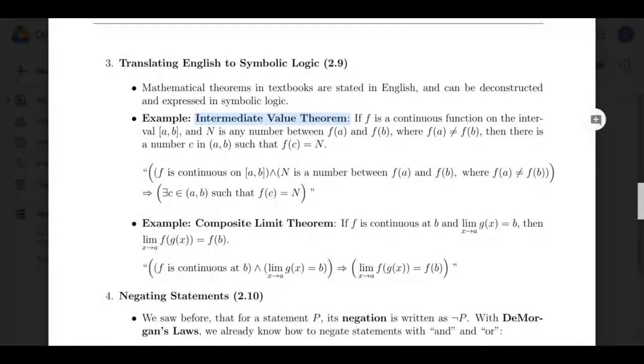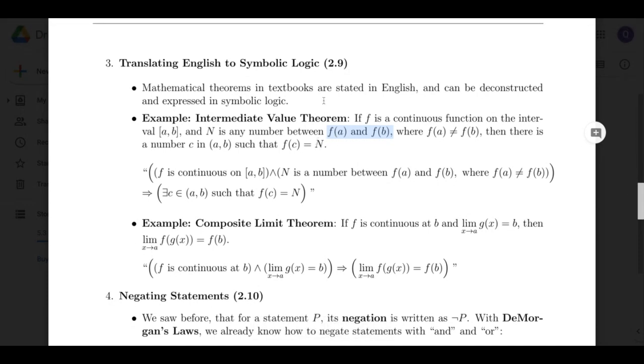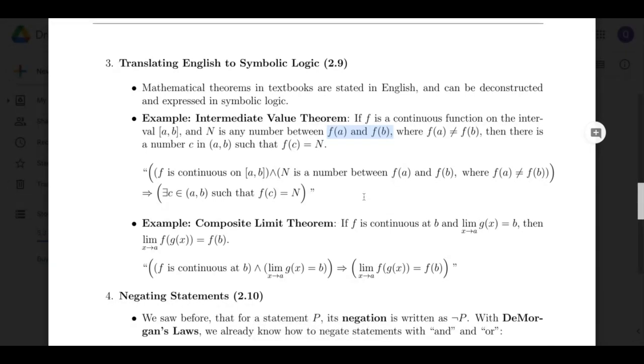Let's see an example, the intermediate value theorem. The intermediate value theorem says if f is a continuous function on a closed interval from a to b, and n is any number between f of a and f of b, so n is in the range, but in between f of a and f of b. Think about the x-axis and the y-axis. So f of a and f of b are on the y-axis, and n is a number on the y-axis between f of a and f of b. And on the x-axis, think about one number a here, another number b here, where f of a is not equal to f of b. If f of a equals f of b, then n has to be f of a. Then there is a number c in [a, b] such that f of c equals n.